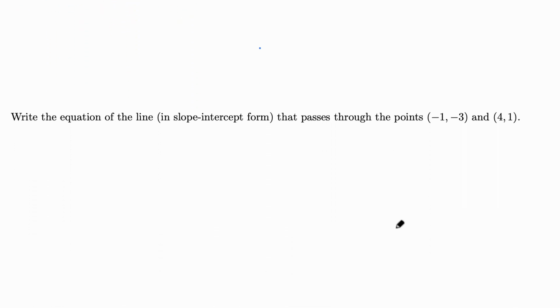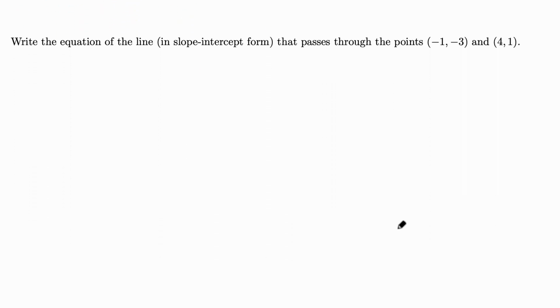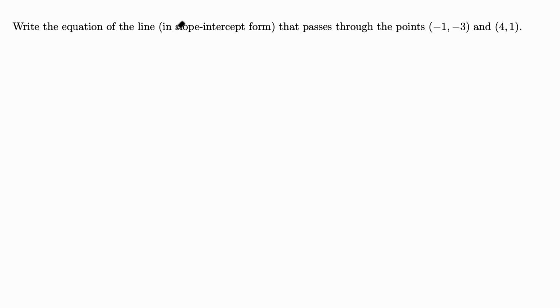Now next question. It's about the same, equation of line in slope-intercept form. That's y equals mx plus b. That passes through these 2 points. So from these 2 points, we need to determine the slope m and y-intercept b. For b we need only 1 point, but for slope we need 2 points.